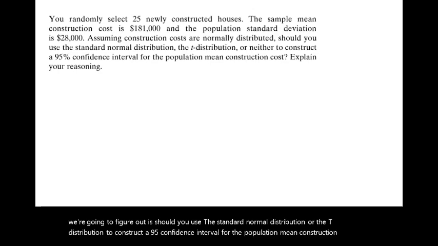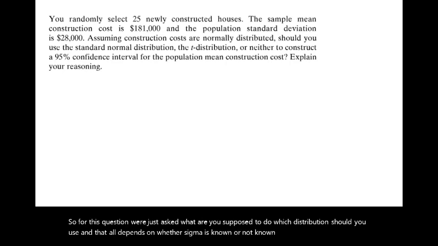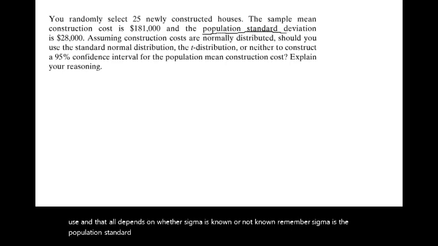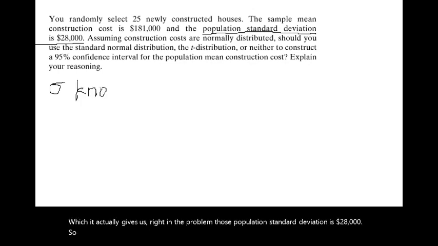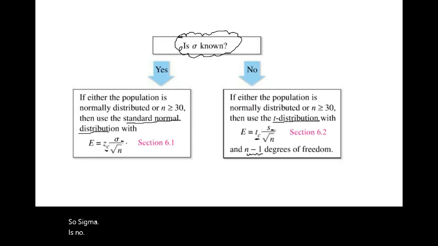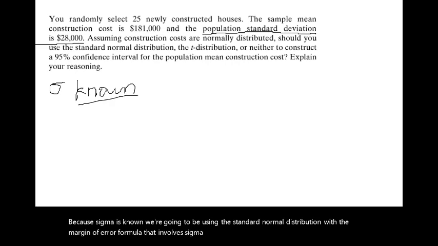So for this question, we're just asked, what are you supposed to do? Which distribution should you use? And that all depends on whether sigma is known or not known. Remember, sigma is the population standard deviation, which it actually gives us right in the problem. The population standard deviation is $28,000. So sigma is known. Because sigma is known, we are going to be using the standard normal distribution with the margin of error formula that involves sigma. And because the population is normally distributed, we are going to use the normal distribution.